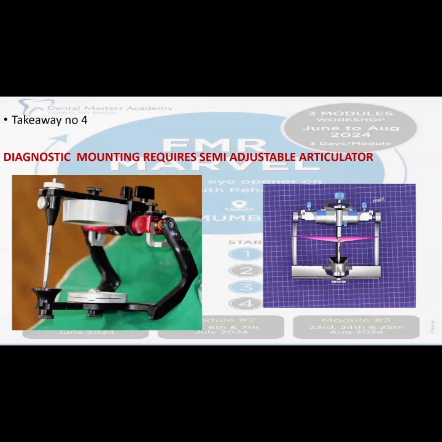But for someone who doesn't have a scanner, who is not probably into those digital protocols, at least a physical semi-adjustable articulator, that is seen in the slide on the left side. So takeaway number 4, use a semi-adjustable articulator only for diagnostic mounting in FMRs.